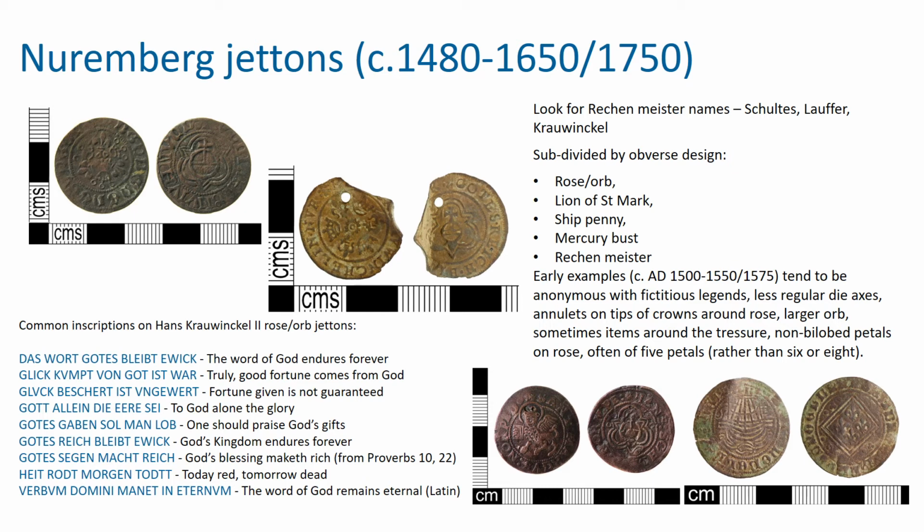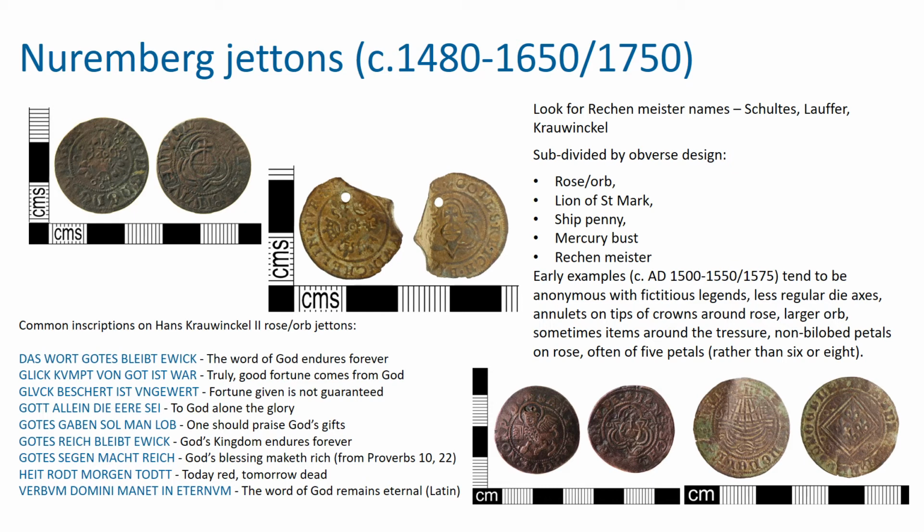The issues of Nuremberg can also be divided between early examples, which feature fictitious legends dating to the first three quarters of the 16th century, and examples from around 1550 onwards, which are signed by their manufacturers, the most prolific of which being the Crauwinkels, the Schultes family and the Laufers.